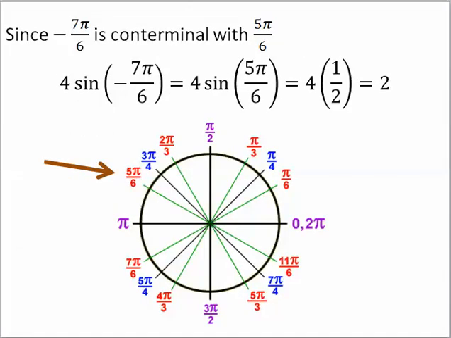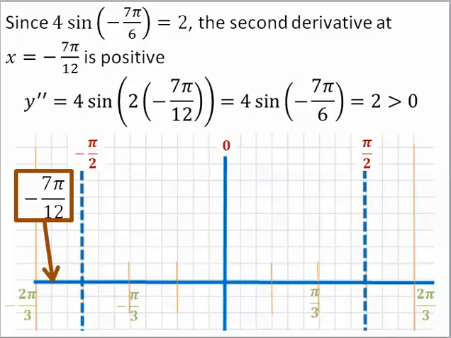If I were to go in a negative direction, 7 pi over 6, that would put me in the same location as if I had instead gone in a positive direction of 5 pi over 6. So the sine is the same, whether I'm doing negative 7 pi over 6 or 5 pi over 6. The sine function has the same value of 1/2. Multiply that by 4 and I get 2. For my first test point, y double prime is equal to 2, and that value is positive.